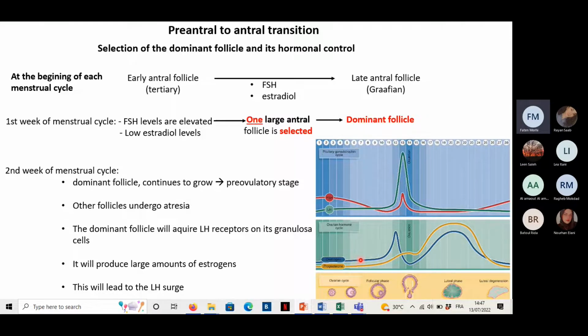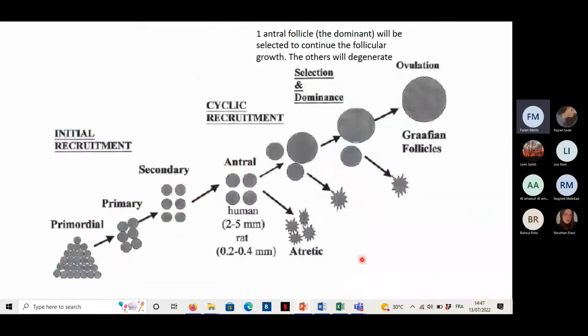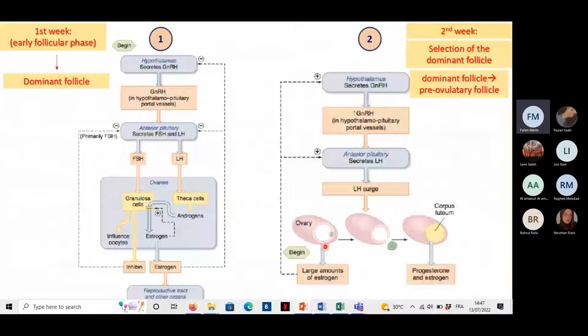And those low levels of estrogen, so the estrogen secreted, will exert a negative feedback on the GnRH secretion by the hypothalamus and on the FSH and LH secretion by the pituitary gland, which will lead to an inhibition of the FSH production.